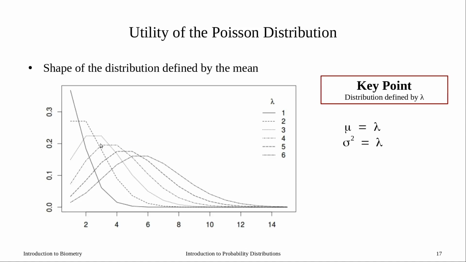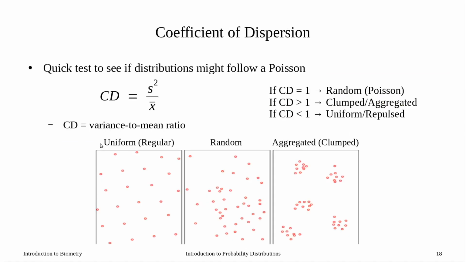of distribution. This means that we can use the property of the Poisson distribution to determine if our data appear random, if they appear clumped, or if they appear uniform. We can do this by calculating a variance to mean ratio. This variance to mean ratio is also called the coefficient of dispersion. So if the data follow a Poisson distribution, then we said the variance is equal to lambda and the mean is equal to lambda, which means our coefficient of dispersion will be close to 1.